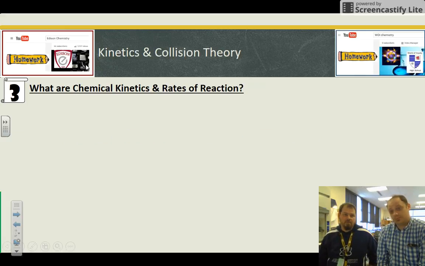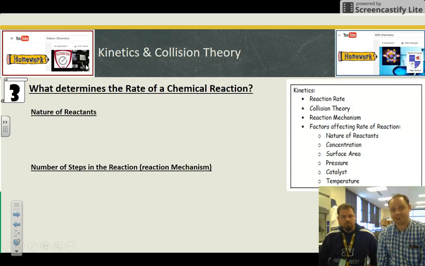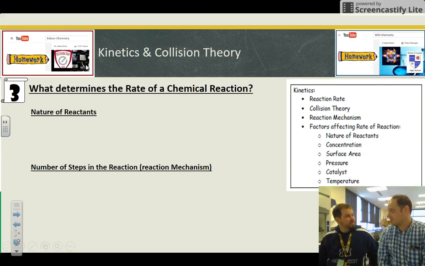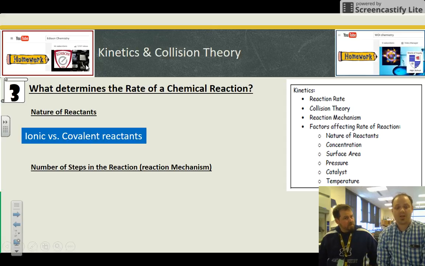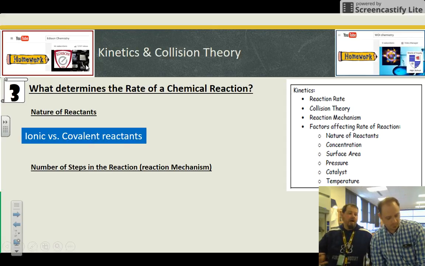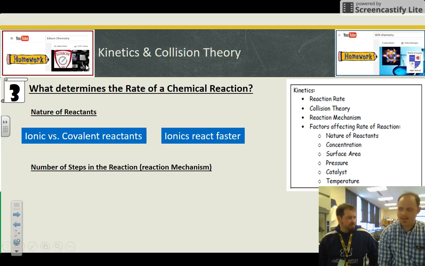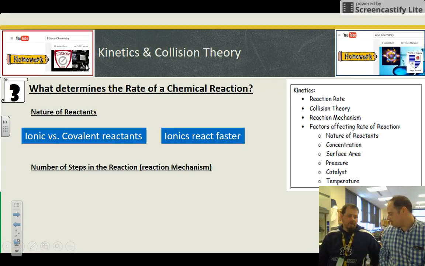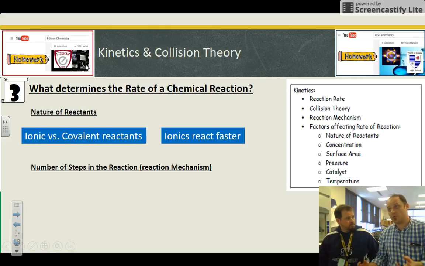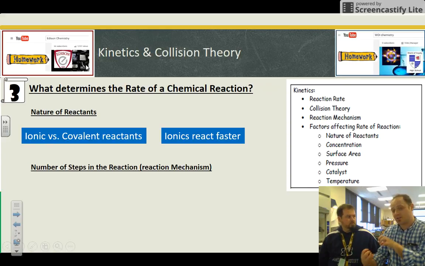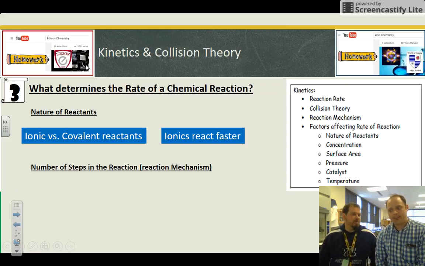Okay, so these are some of the things that we can change. We do need to know that ionic reactions happen faster than covalent reactions. They have fewer steps and fewer bonds. And furthermore, the bond between two ionic compounds is extremely strong. So those two compounds want to react very quickly, and they can because that bond is very powerful. Not necessarily breaking them, but making them.